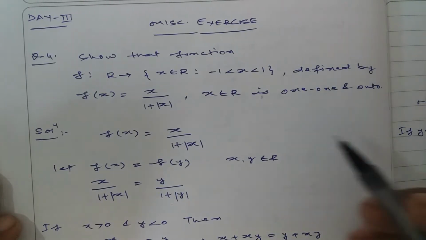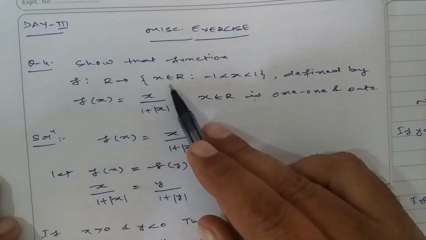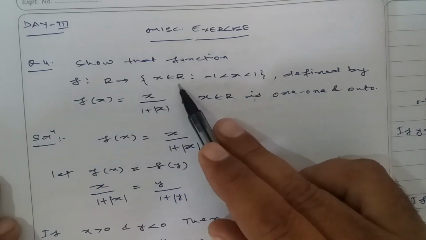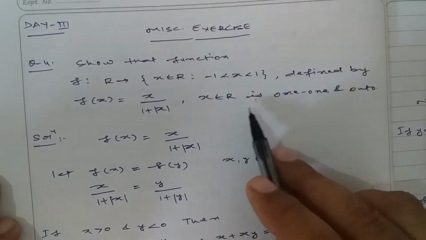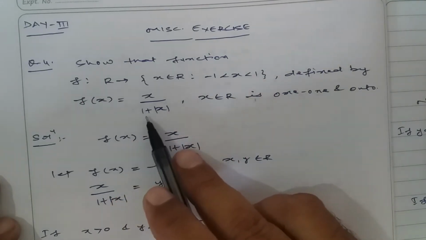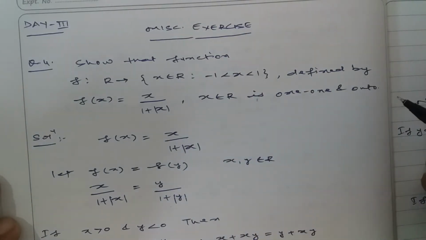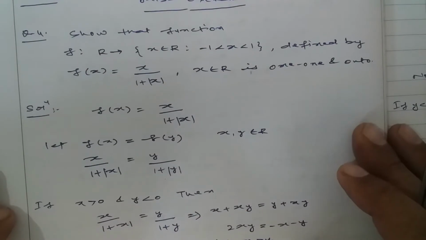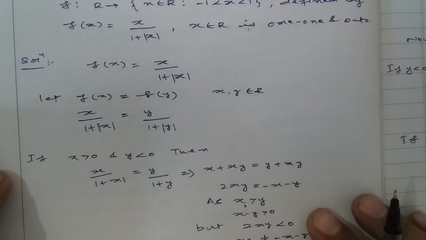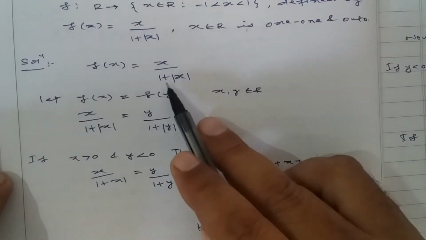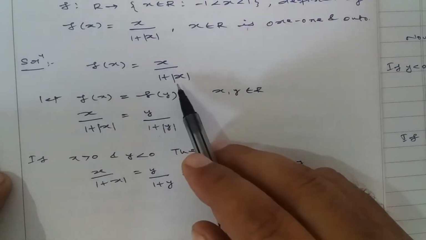Now the first question is: show that the function f from R to the set {x belongs to R, x lies between -1 and 1}, defined by f(x) is x upon 1 plus mod x, where x belongs to R, is one-one and onto. It is both one-one and onto. Let me check. f(x) is given as x upon 1 plus mod of x.